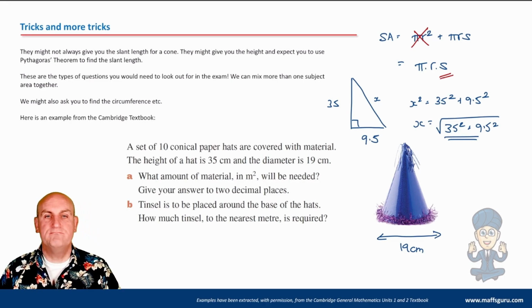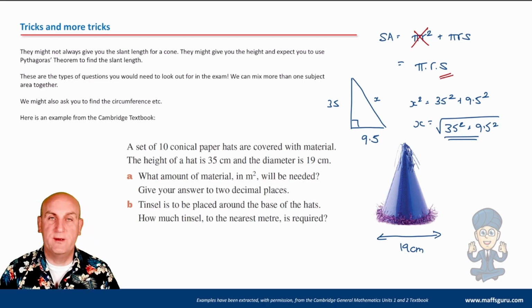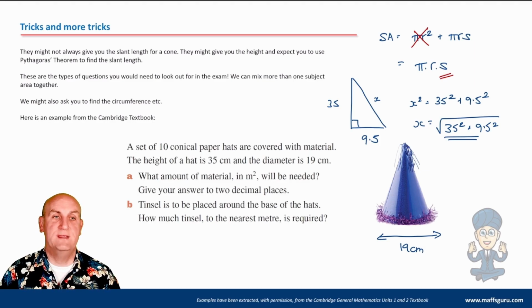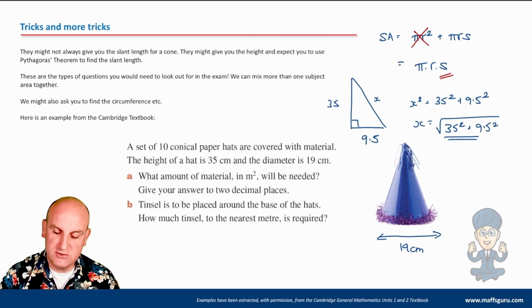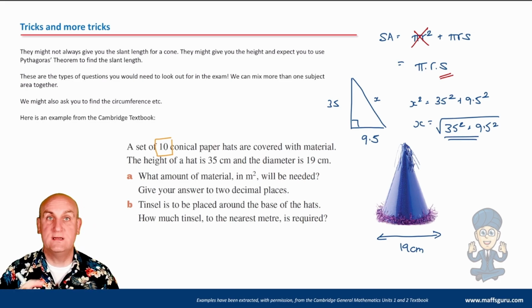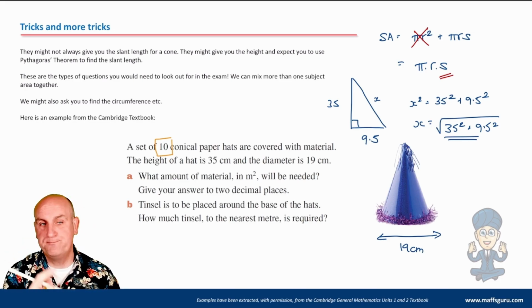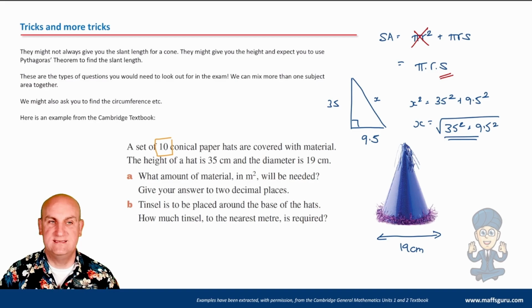So having done that, what am I going to do? I will do pi times my radius times my slant length. Okay, awesome. Is that my answer to part A? No. And again, notice how many tricks they've tried to put in this, because the question said it's got 10 conical paper hats. So having worked out the surface area for 1, you would then multiply that by 10.